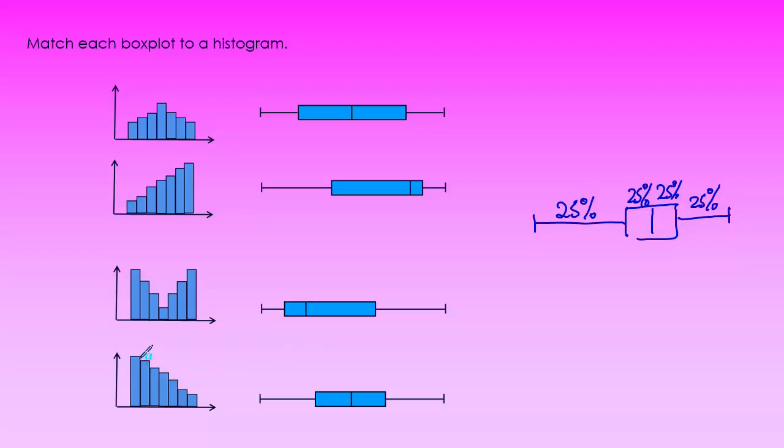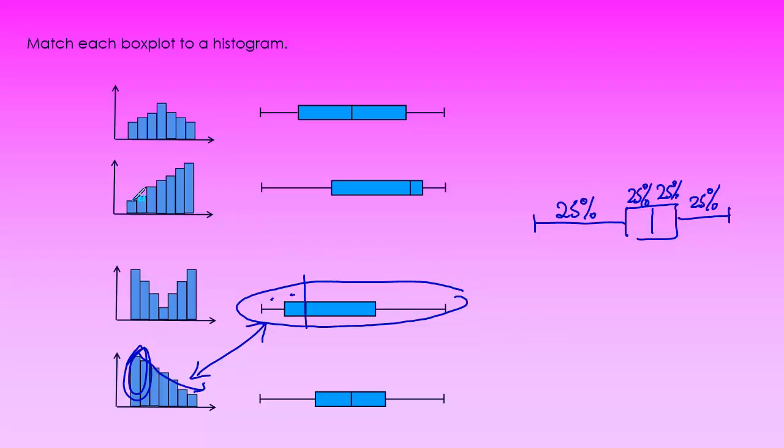So when we have a data set like this, which we call positively skewed, where most of the data is at this end and less going out, you'd expect to have a box plot like this one, because we can see that 50% of the data is at this end. So these two are going to match together.